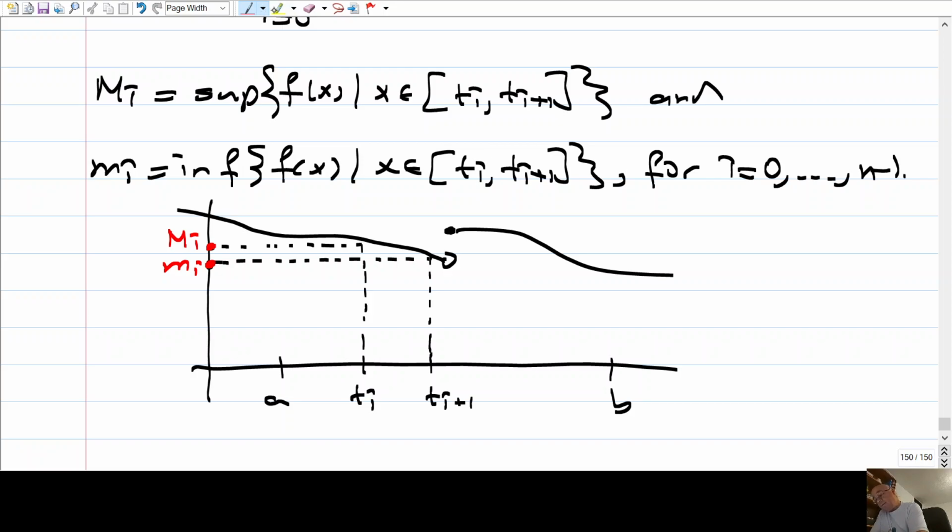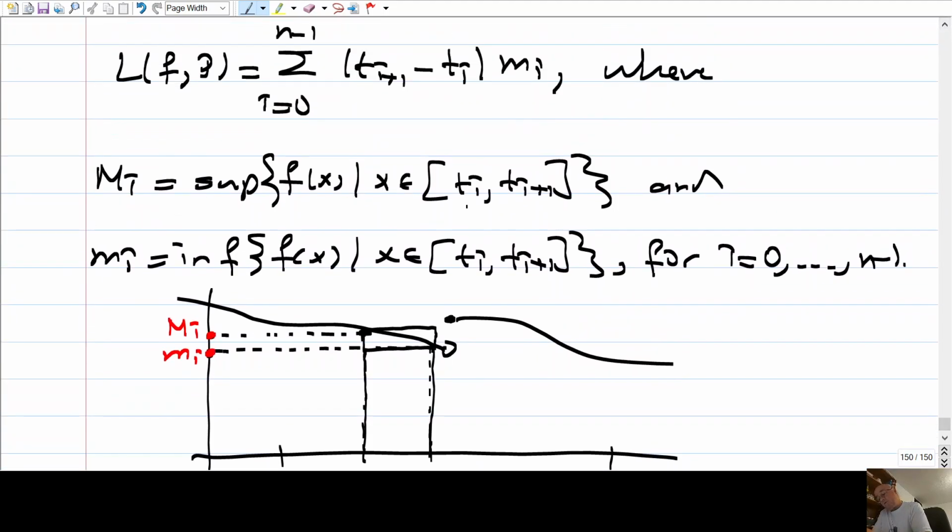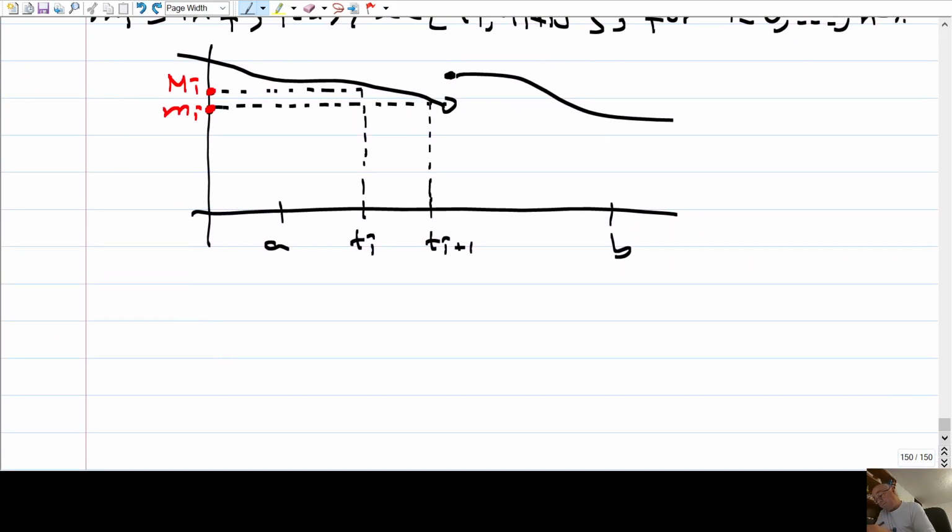And what is the Riemann sum? Of course, you compute the areas of these rectangles. For the lower Riemann sum, I take the area of this rectangle. And for the upper Riemann sum, I take this Mi, the supremum, and multiply it by this width. You just compute the area of this rectangle, and so on. So, the upper and lower Riemann sums are the following.